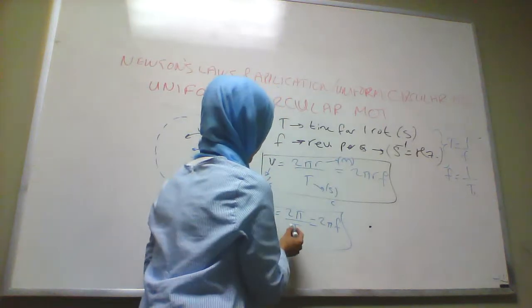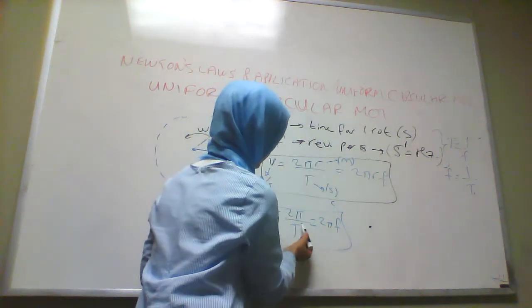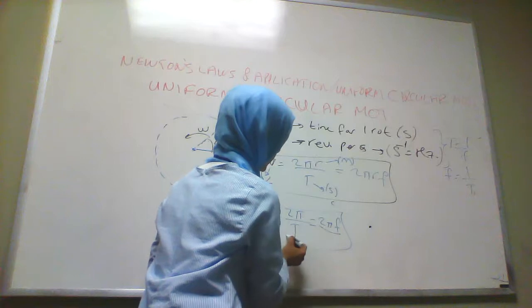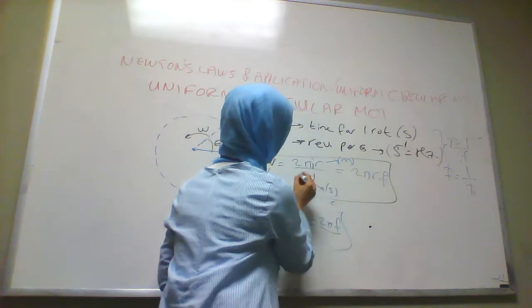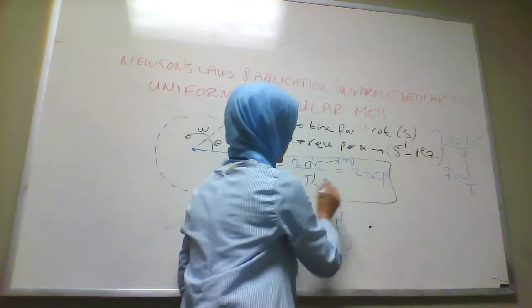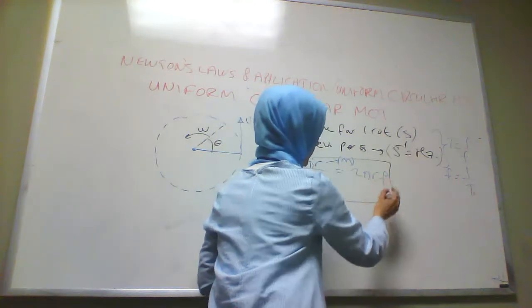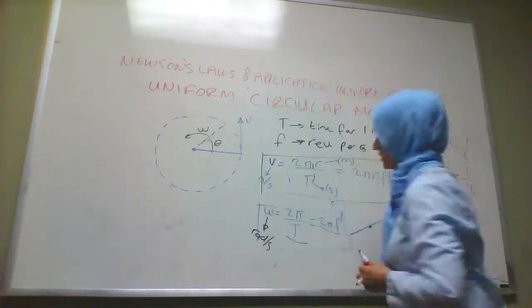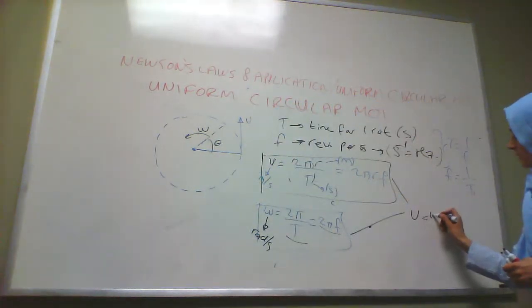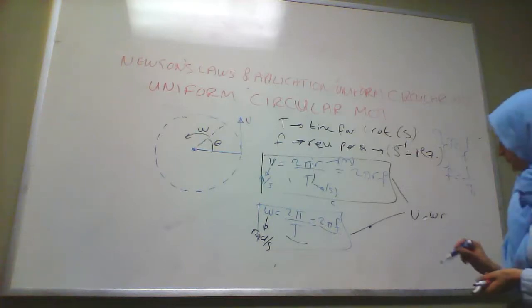Now, if we look in here, we have omega is equal to 2 pi f, or 2 pi over T. So this involves omega, 2 pi over T, right? Or 2 pi f is also in here, which means we can also show tangential velocity as omega times r.